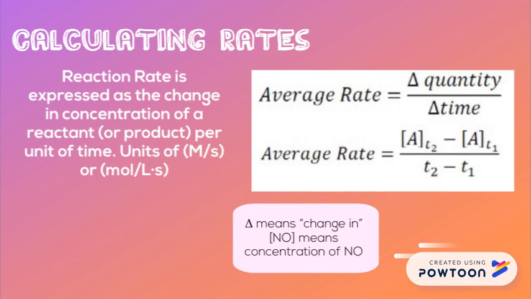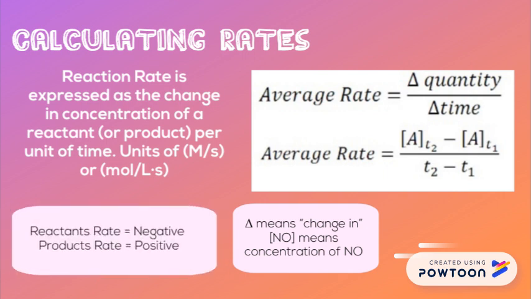When you look at the second equation there, which is the same as the top, brackets mean concentration. So concentration of our substance at time 2 minus concentration of our substance at time 1. Whenever we calculate the rate of a reactant, it should be negative because we are losing reactants. And our product should always have a positive rate.